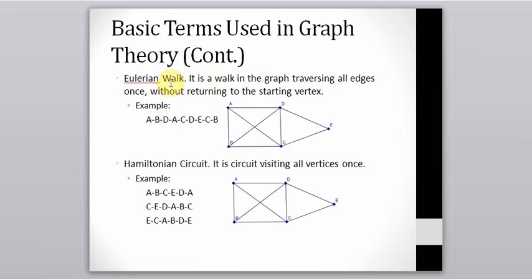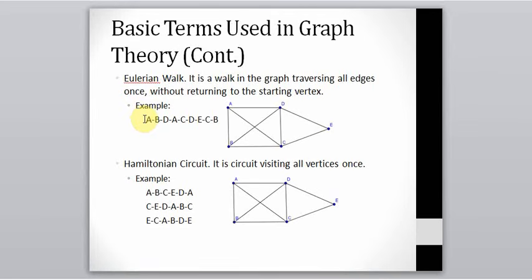Next is the Eulerian walk. It is a walk in the graph, traversing all edges once without returning to the starting vertex. For a walk, as long as there's a movement, there's no need to start and end with the same vertex. While from the word Eulerian, that means that you need to traverse all the edges only once. So look at this figure. Again, you need to traverse all edges once, then no need to return to the starting vertex.